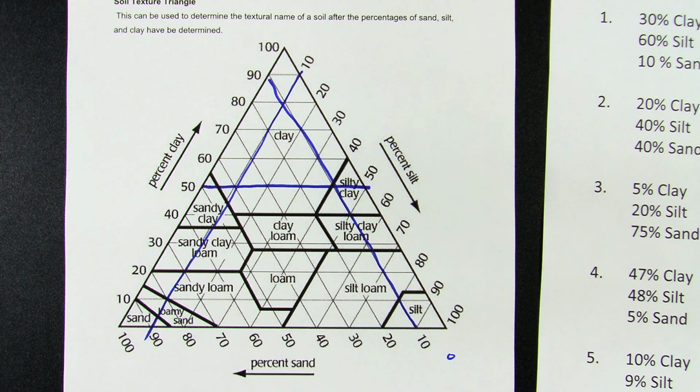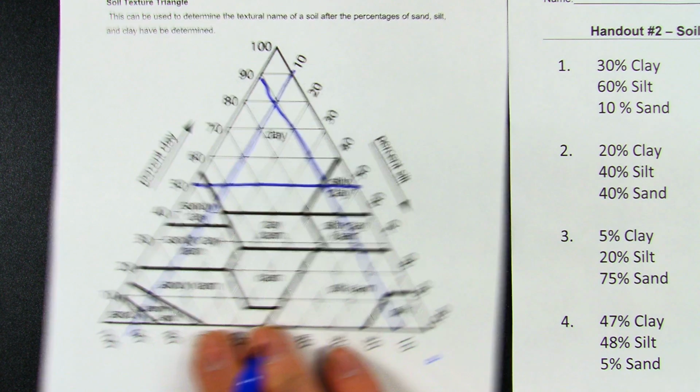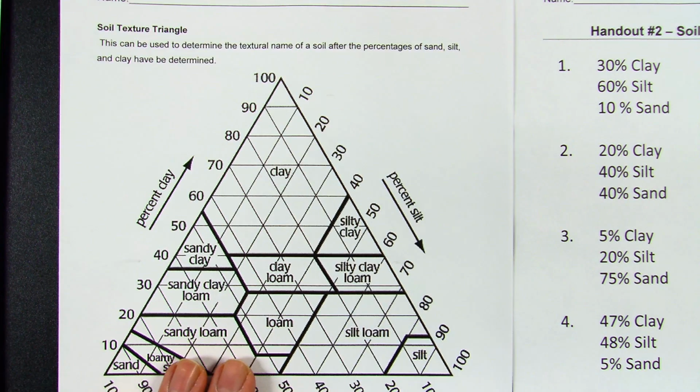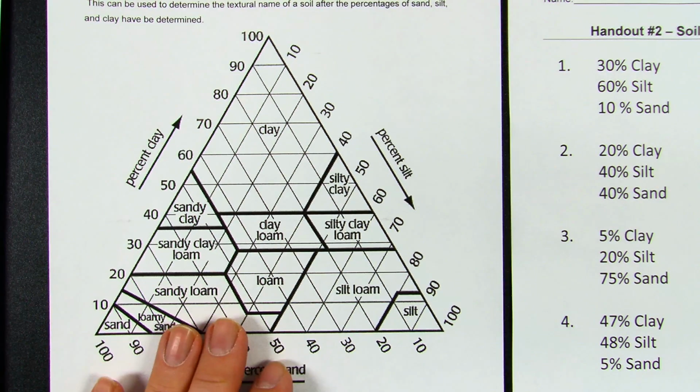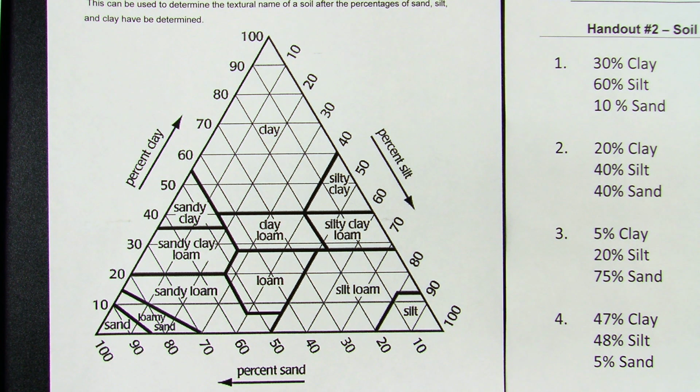In your Canvas, you should have a handout that has 10 problems, and we're going to go through those right now. So the first one is 30% clay, 60% silt, and 10% sand. Now, because these equal 100%, we only ever have to do 2 of these because the third one automatically will fill in the difference in there. So we'll start with the clay.